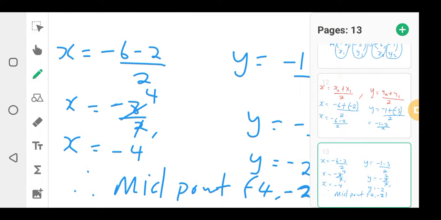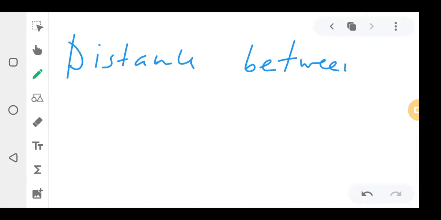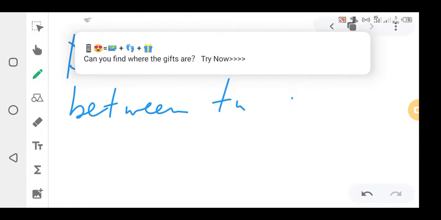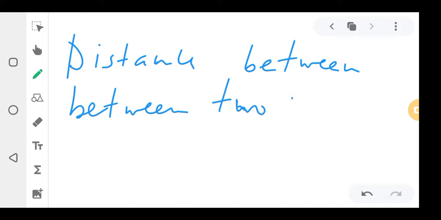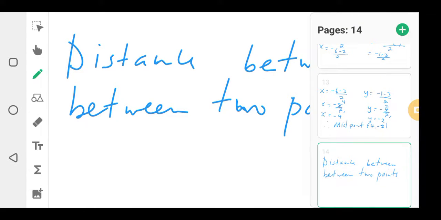Then lastly, what about the distance between 2 points? What about the distance? Distance between 2 points. How do you find it? Okay, that's the next topic. So how do you find the distance between 2 points?